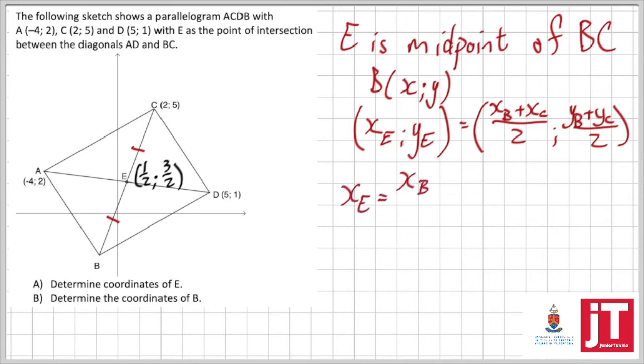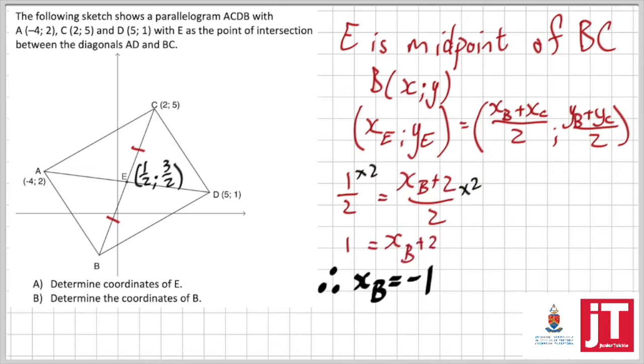Splitting it up according to the theory video, where I've got my x values, substituting what I've got: the x value of E and the x value of C. I'm going to now solve that by multiplying by 2. So therefore the x value of B is -1. Looking at my sketch, does it make sense? Yes, -1 makes sense.